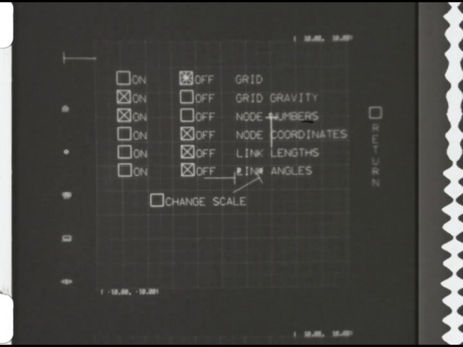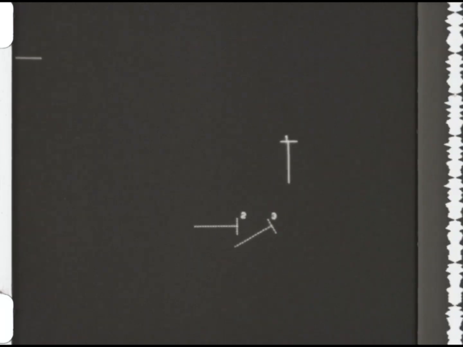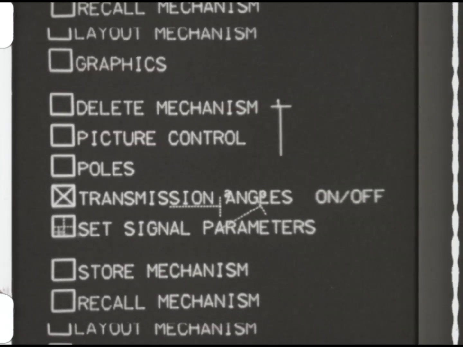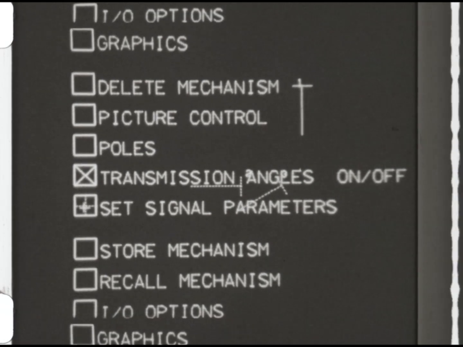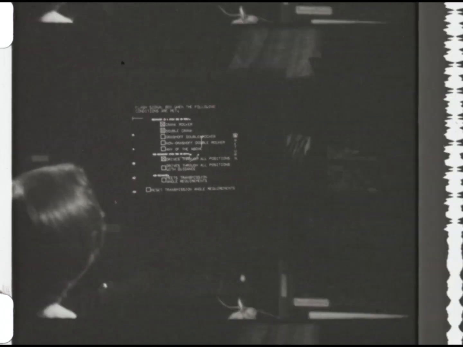So you can see these menus perhaps a little clearer without the grid behind it. Now I'm going to pick another option called set signal parameters. It is a capability which allows us to tell the computer exactly what we're looking for in a mechanism.